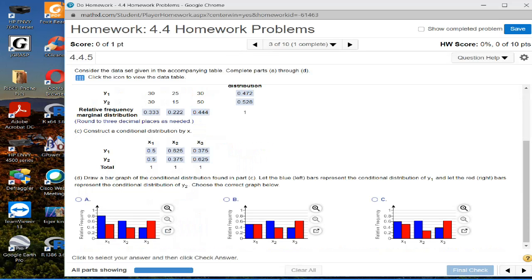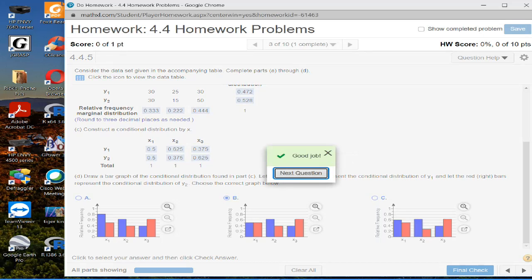All right, and finally we're going to do a graph. What we're doing is doing the graphs of these. So one of these in red and one of these in blue, Y1 in red, Y1 in blue, and Y2 in red. But the first one should be 50-50. And the only one that really satisfies that is number B, the red and the blue both at 0.5.